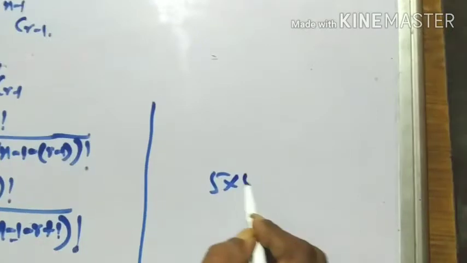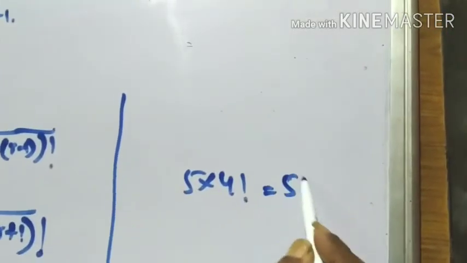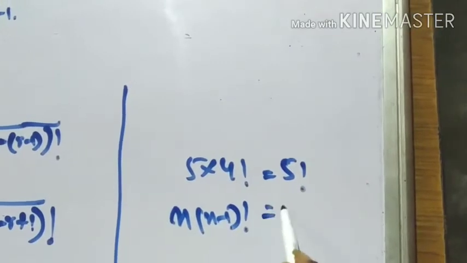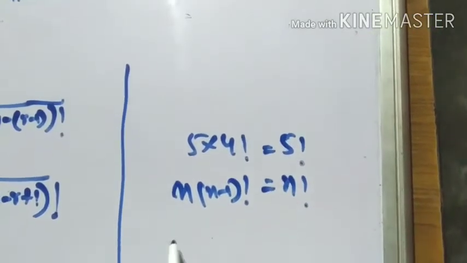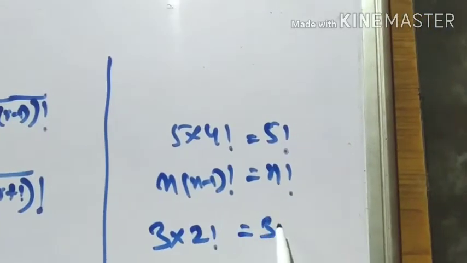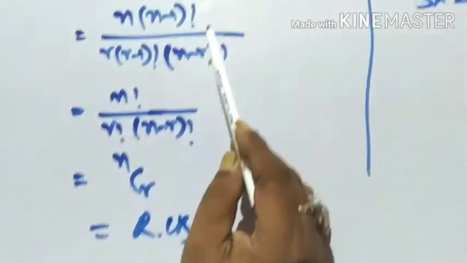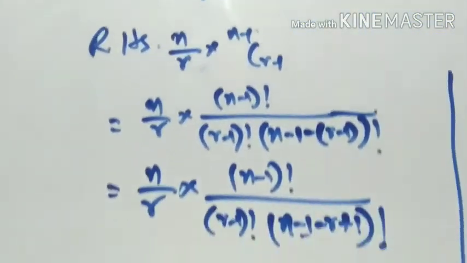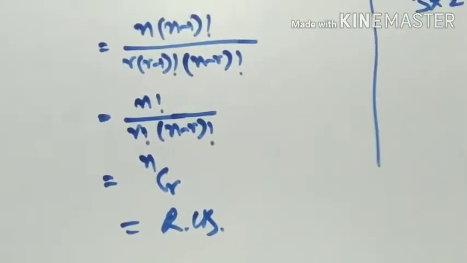That means you must know that 5 into 4 factorial we can write as 5 factorial. Similarly, n into (n minus 1) factorial we can write as n factorial, and 3 into 2 factorial we can write as 3 factorial. So this is the theory which has been applied here. You see, the proof is very easy. Now I am going to the second question.